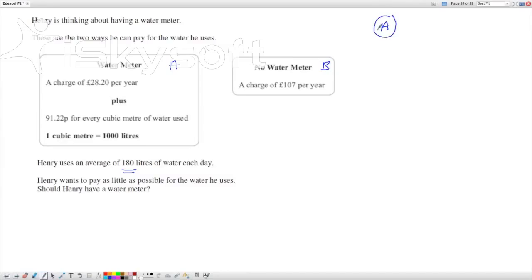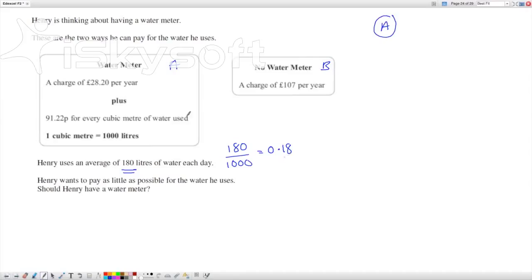So let's look at option A. For option A, we've got a charge of £28.20 per year. He's got to pay that. Then there is a charge for every cubic metre of water used, and we're told that he's using on average 180 litres a day. So we're going to change this first off into cubic metres. So 180 divided by 1,000 is going to give us how many cubic metres? So we've got 0.18. These are how many cubic metres are used each day.